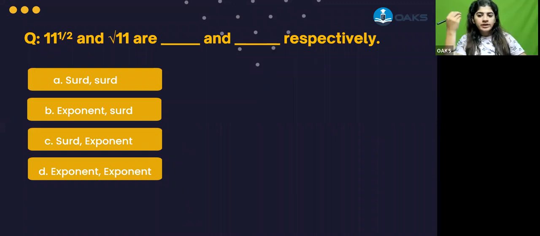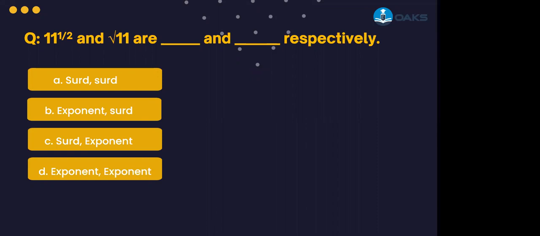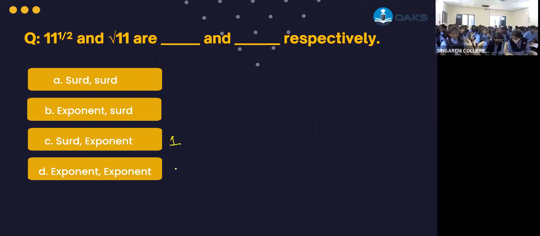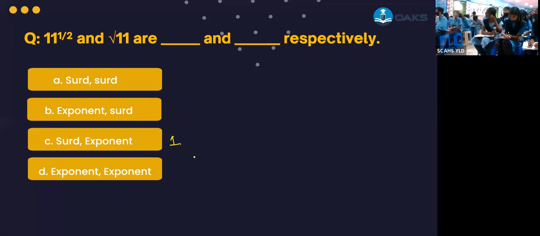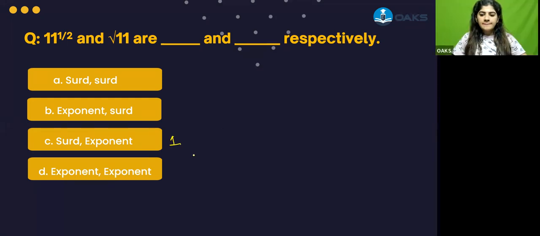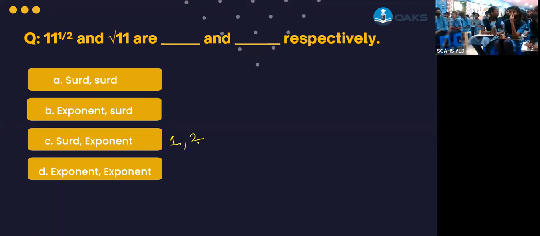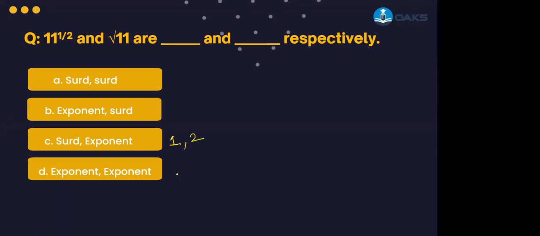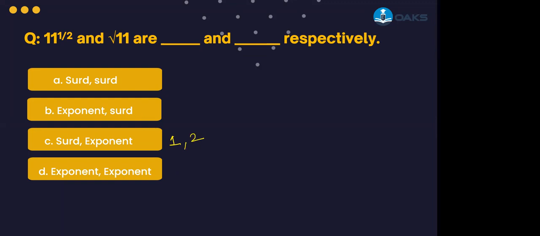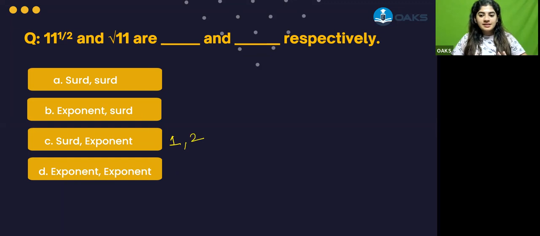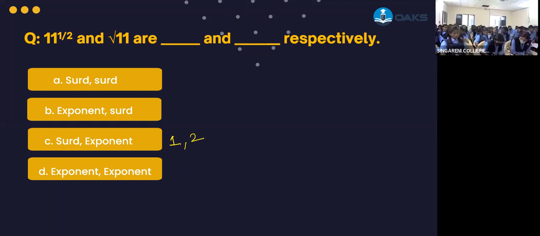What is the surd and what is the exponent? This is just a definition of that thing. See, madam. Okay. School 1 is saying C. School 2? Are you sure? School 2? C? Okay, so these are the definitions. These are the basic definitions of exponents and surds. You are confused in between them. See.